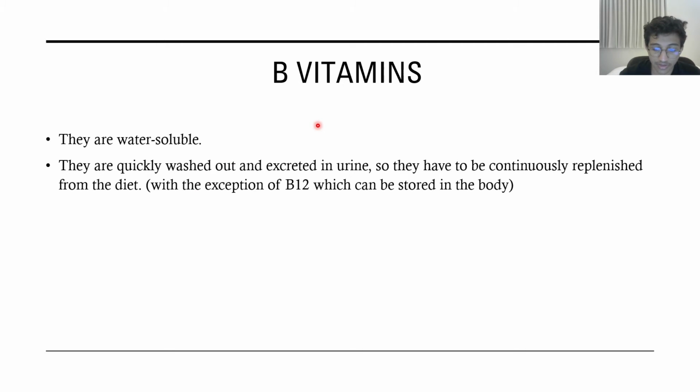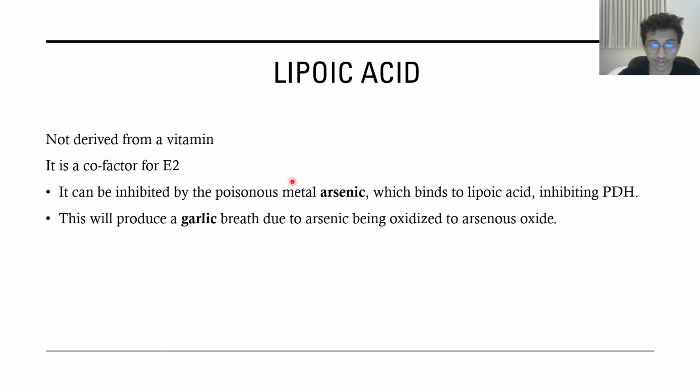Now, these coenzymes are all derived from B vitamins, but something important to know about B vitamins is that they're all water soluble, and since they're water soluble, they can be easily washed out and excreted in urine, with the exception of B12, since it can be stored in the liver. So, since they're continuously excreted in the urine, they have to be continuously replenished from the diet. So you have to consistently supplement with B vitamins. That's why beriberi is more common in underdeveloped areas where there's less nutrition.